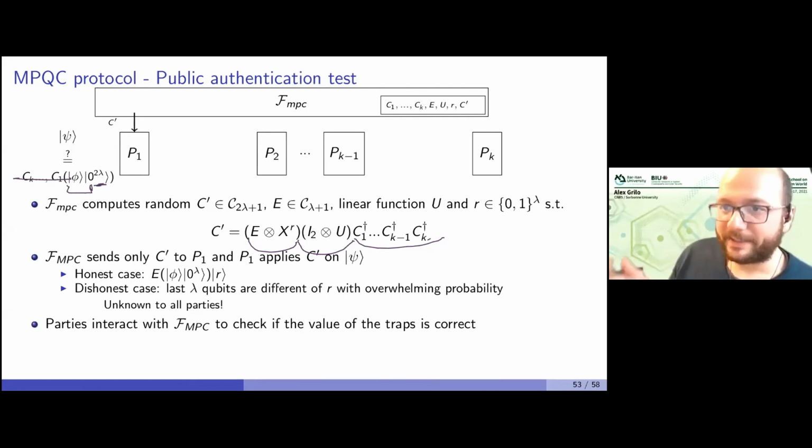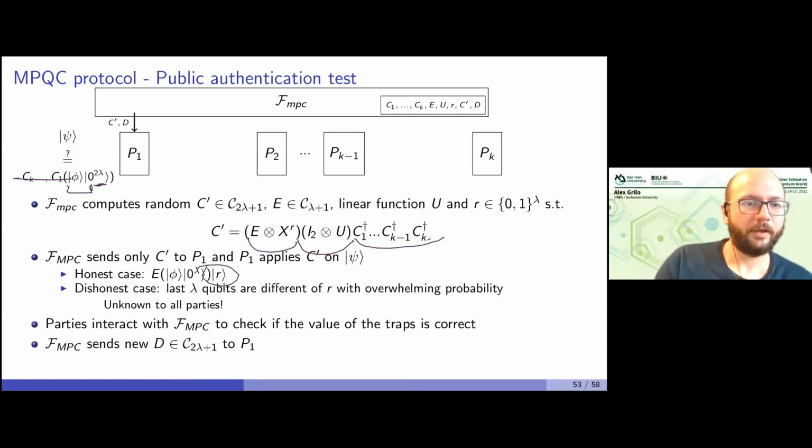Finally, in order to make this test indeed public, we have the parties interact with this ideal functionality for multi-party computation to check if the value that you have in the traps is correct. So indeed, that this value that you have here is R and not something different.